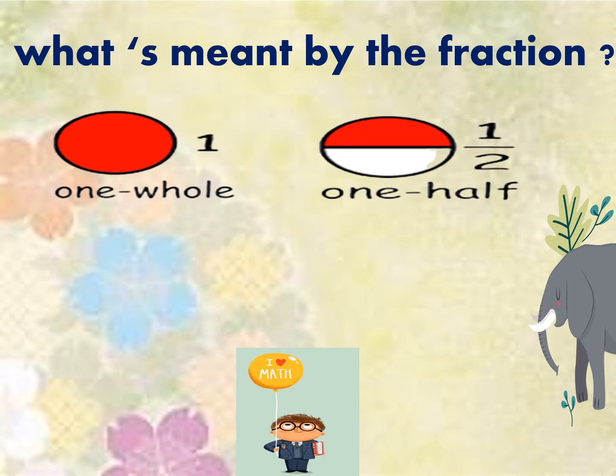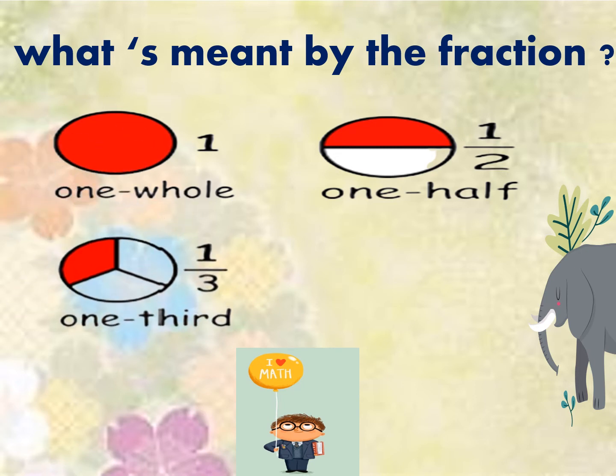Excellent. The third type, I have a circle divided into 3 parts and one part colored. I write 1 in the upper part and 3 at the bottom. 1 because only one part is colored, and 3 because the circle is divided into 3. So I read it like this: 1/3.